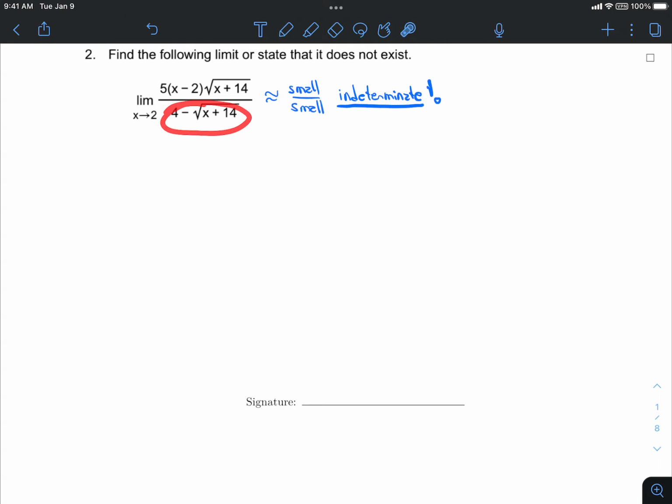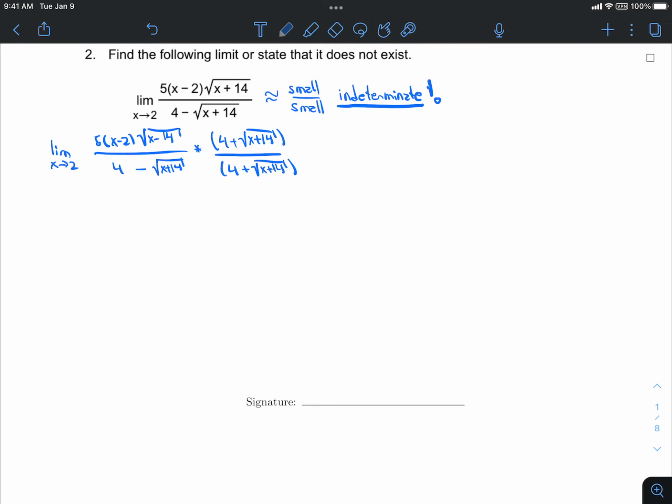When you have square roots like this, you're going to use conjugates, just like what you did for complex numbers and for other types of radicals that you had in the denominator before. So the first thing you do is you multiply the top and the bottom by the conjugate of the denominator. So this is the original limit. And what you do is you multiply and divide by 4 plus the square root of x plus 14, which is the conjugate of this guy.